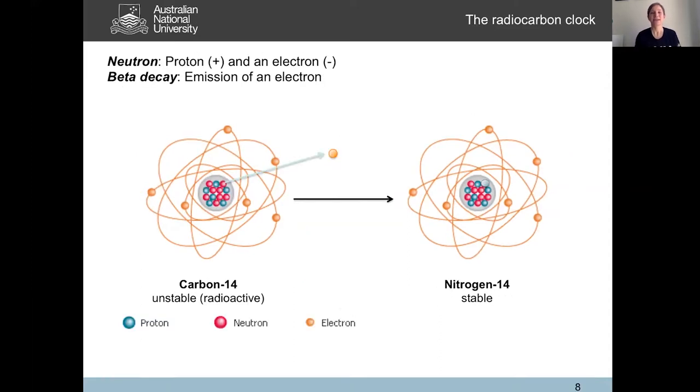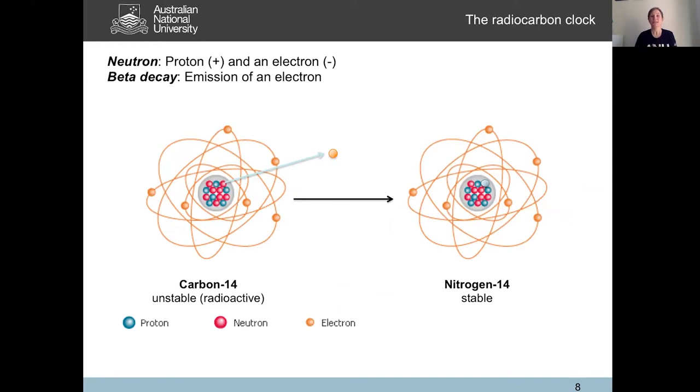And as I said, carbon-14 is radioactive, so it decays radioactively. Radiocarbon decays by a process called beta decay, and this is an emission of an electron from the nucleus. Carbon-14 decays to nitrogen-14, which is the most abundant and stable isotope of nitrogen.